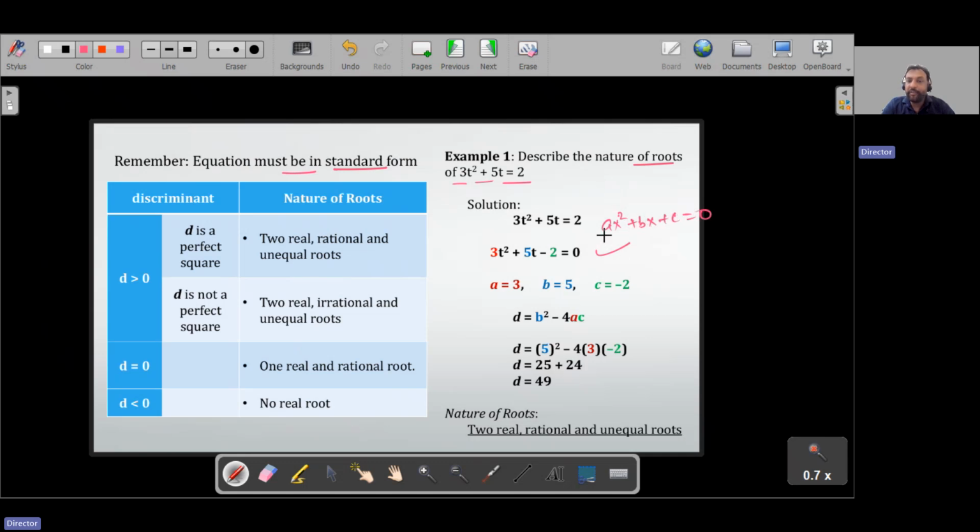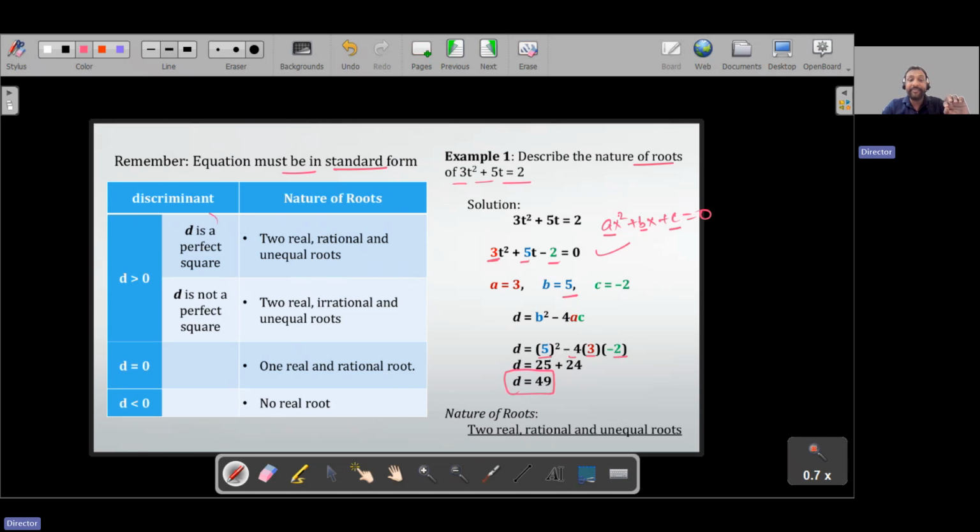So what is the value of a over here? Value of a is 3, the value of b is 5, and the value of c is minus 2. Remember, we have to consider the negative sign as well, right? So D equals b square minus 4ac, right? Now what is b? 5. 5 square minus 4, a is 3 and c is minus 2. So if we calculate, D comes out to be 49.